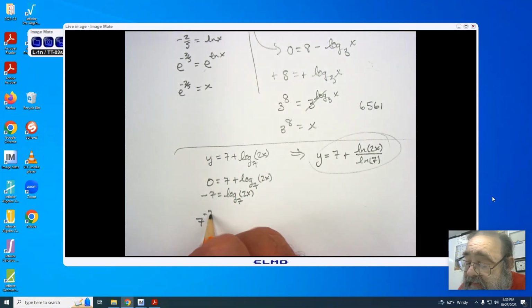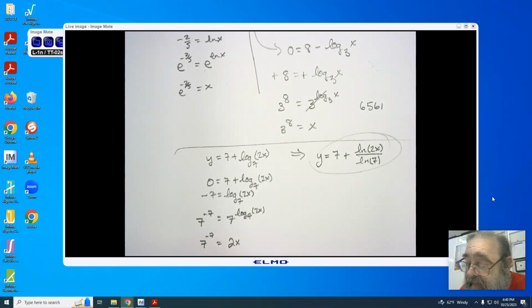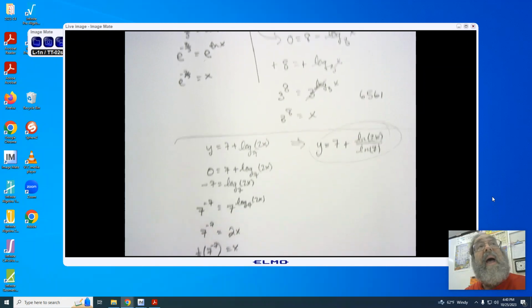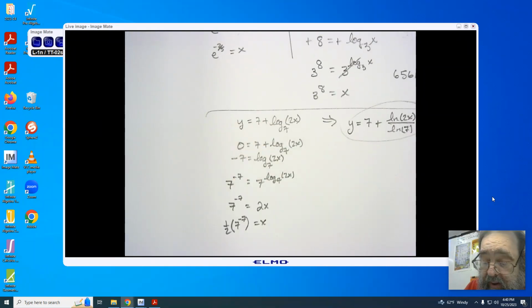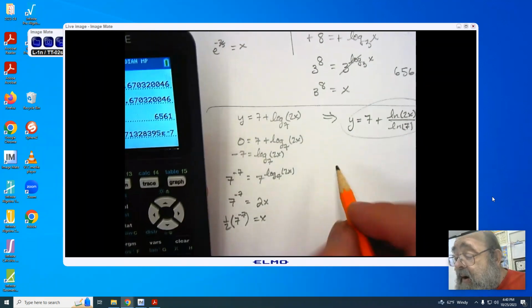7 to the -7th power equals 7 to the log base 7 of 2x. This gives me 7 to the -7th power equals 2x. And I have 1/2 of 7 to the -7th power is equal to x. So let's find out what that is. Going to my home screen, 0.5 times 7 to the power of -7, and I get a very, very tiny number.